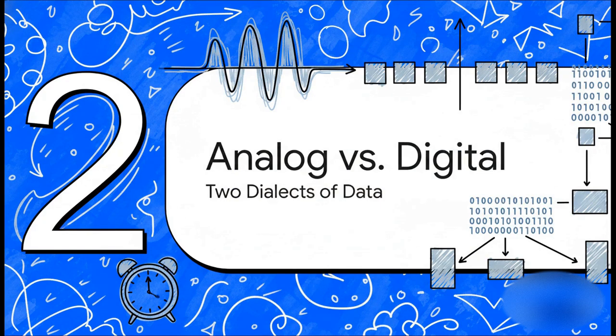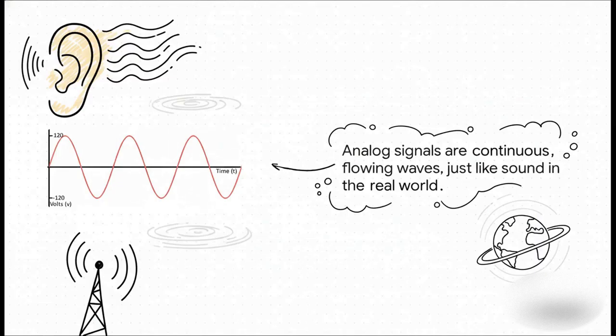Okay, so this machine language, it actually has two main dialects, two totally different ways of carrying that information. And getting the difference between them, that's the key to understanding our entire modern world. First up, we've got analog. Just look at it. It's a continuous, smooth, flowing wave. This is how the universe naturally sends information, like sound waves moving through the air or old-school radio waves. It's a direct, unbroken mirror of whatever it's copying.